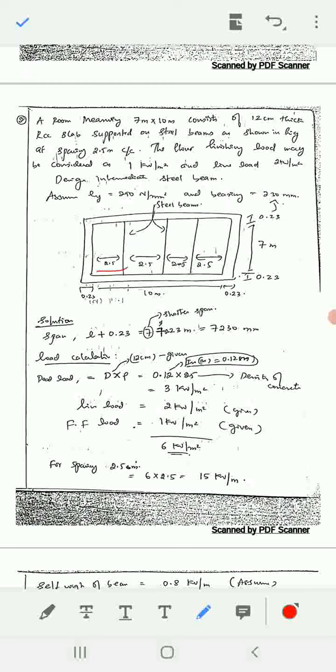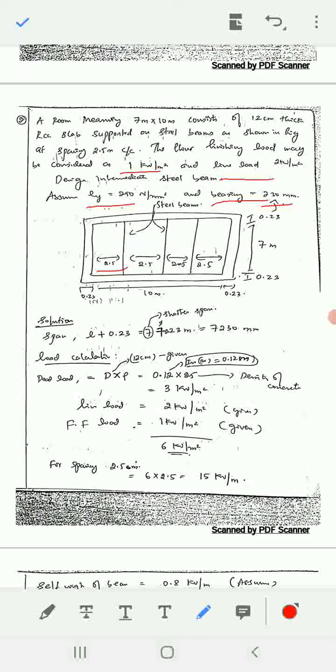The floor finishing load may be considered as 1.1 kilonewton, that is for floor finishing load, FF load. Then live load 2 kilonewton. So assume FY is 250, bearing is 230. Bearing is nothing but thickness of the wall, that is 230 mm.